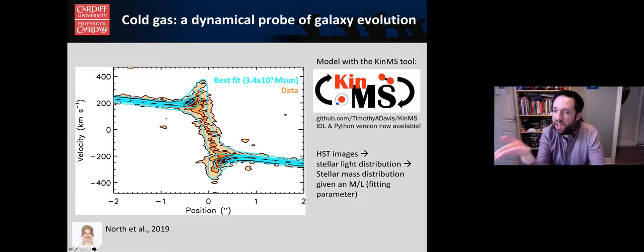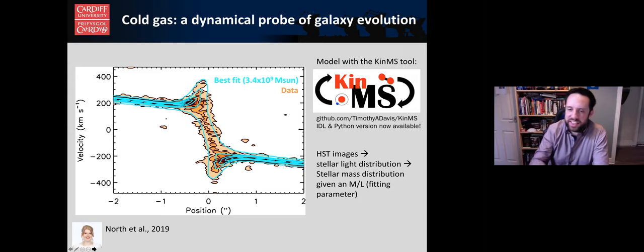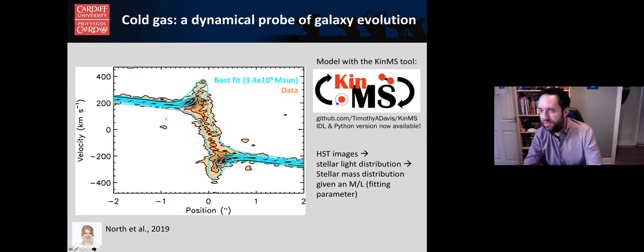But in principle, further out in the galaxy, you've got a dominant contribution from the stellar mass. So to cope with that, we have to model HST images to get that stellar mass distribution and get out a mass to light ratio for the galaxy. But all of that is covered in the paper there. But you can see we can very, very nicely get a black hole mass for this galaxy.